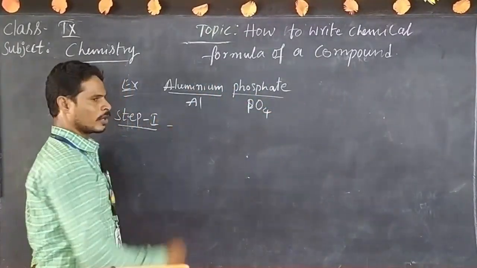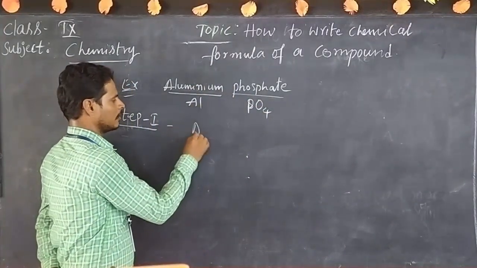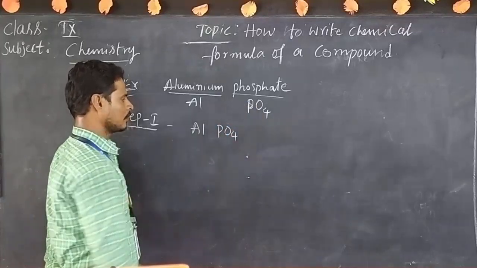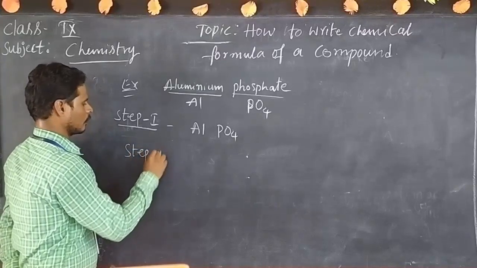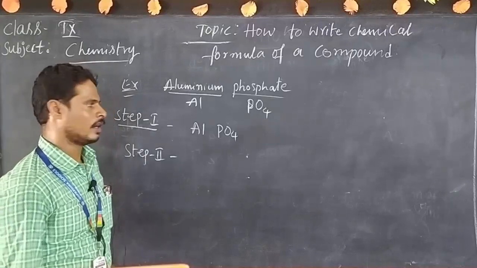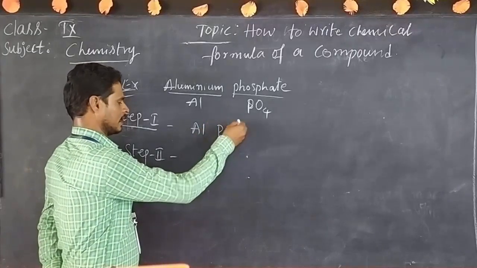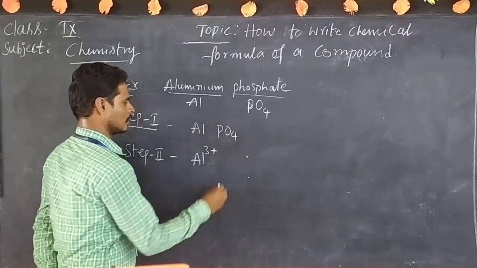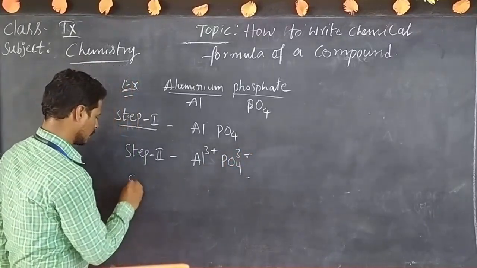Next, step 1, write the cation and anion. Where should we write cation? Left side. Where should we write anion? Right side. Next, step 2. Put the valency of cation and anion on top right side of the cation and anion. Al 3 plus, PO4 3 minus.